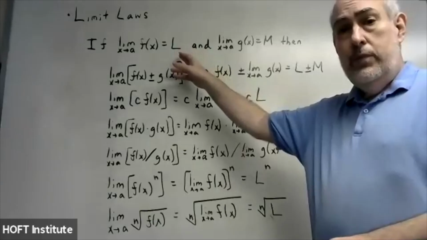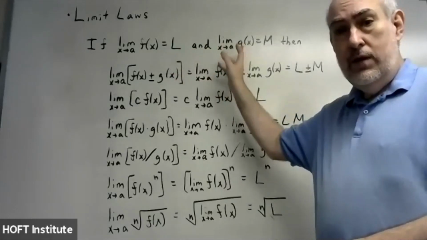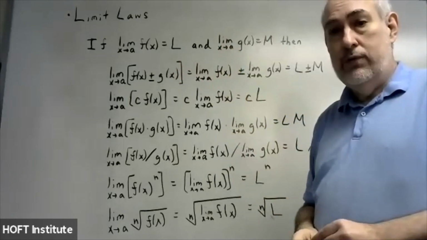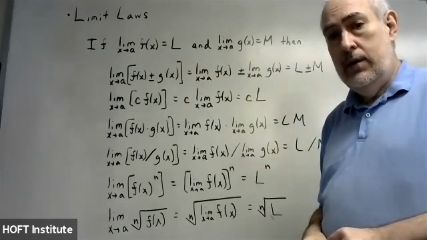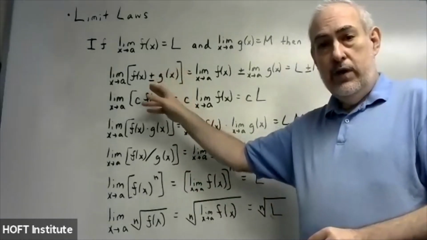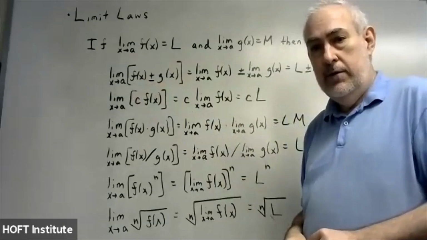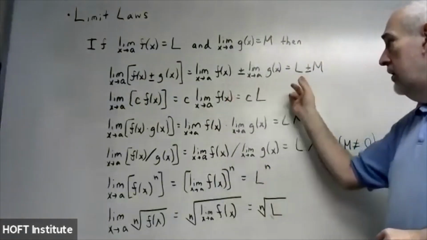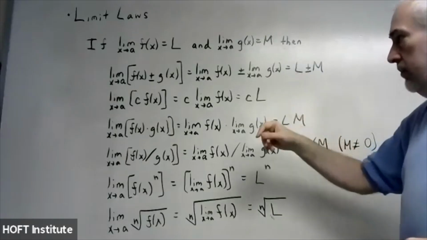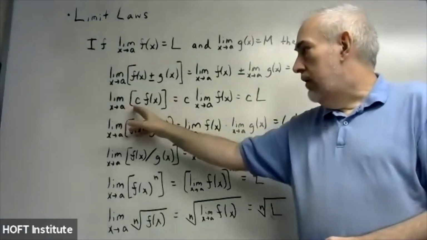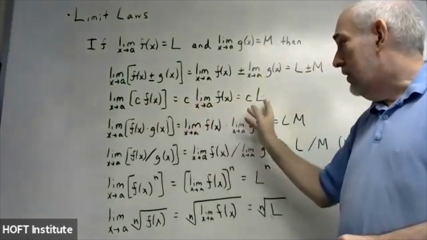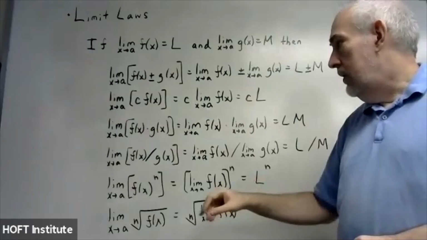Okay, so if you have two limits that exist, the limit as x approaches a of f of x is L, and the limit as x approaches a of g of x is equal to m, then if you add or subtract any two functions and you're doing a limit as x approaches a, then you basically just get L plus or minus m. The second one, limit as x approaches a of a constant times a function, the constant factors out, and then you just get the constant times L.